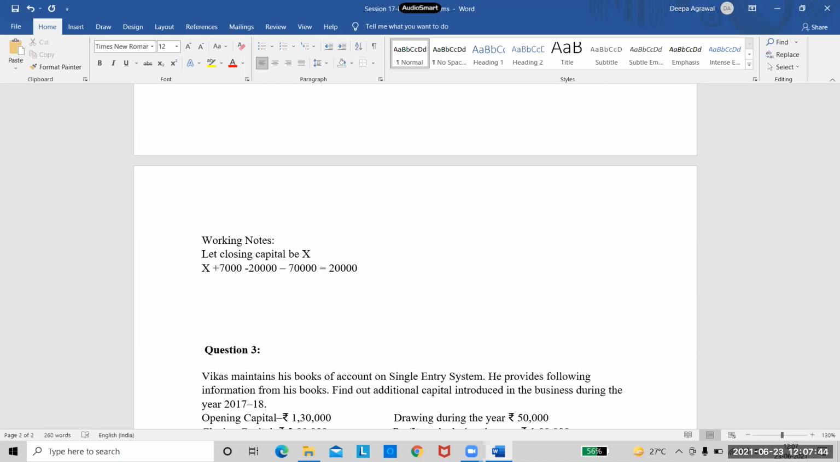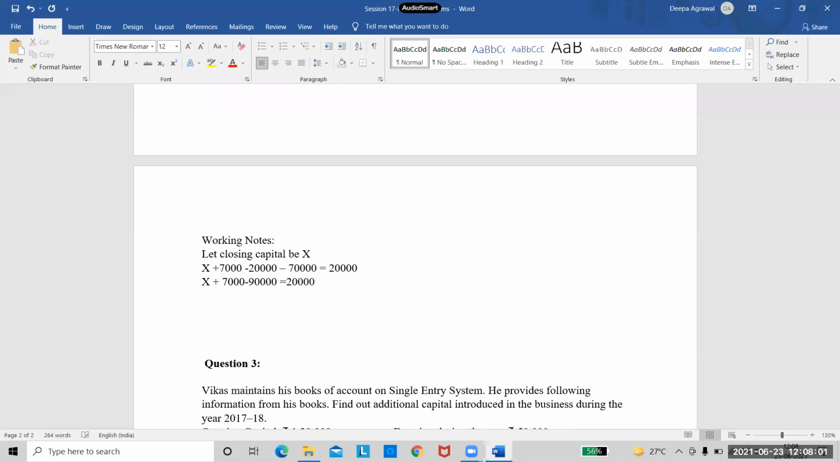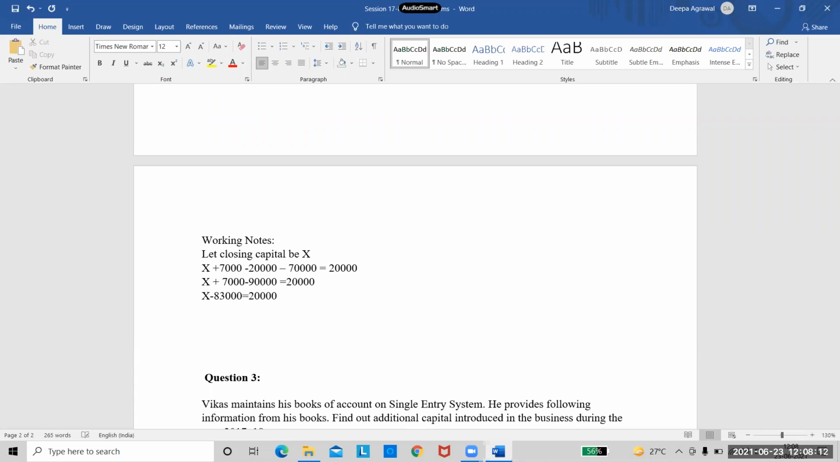So now quickly solve this equation and tell me how should I do? So can I write it as X plus 7,000 minus 90,000 equals 20,000. What do I write now? X minus 83,000 equals 20,000. So X equals 1,03,000. X equals how much? 1,03,000. So that is my value of X.